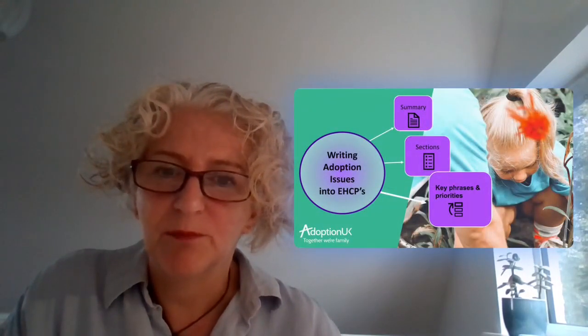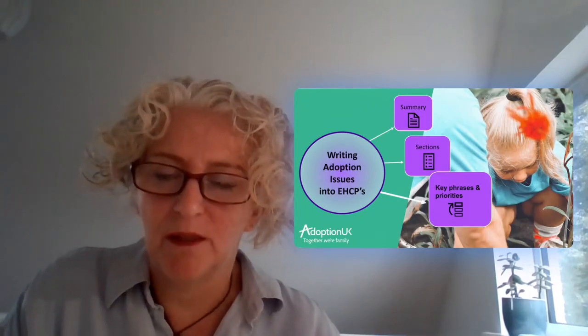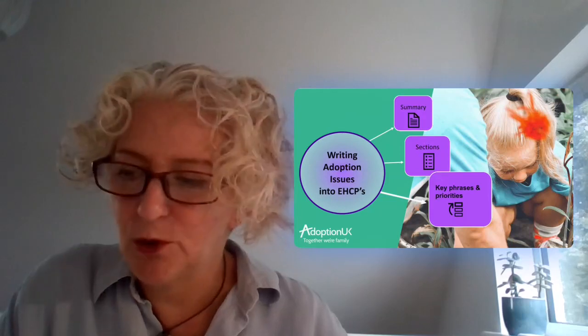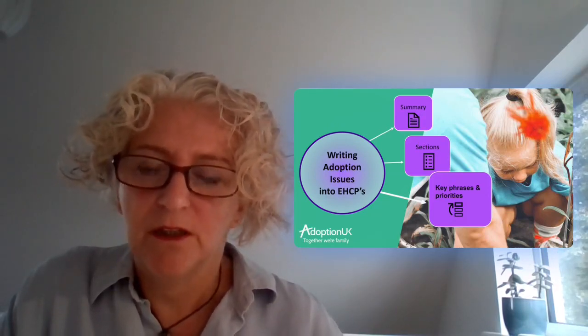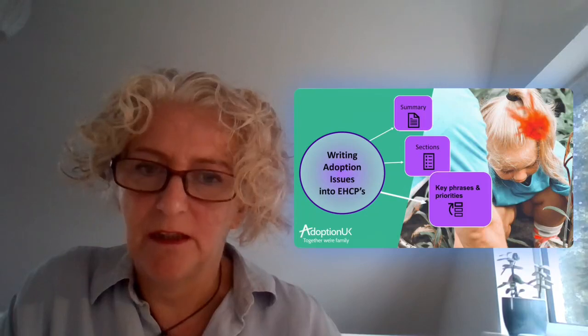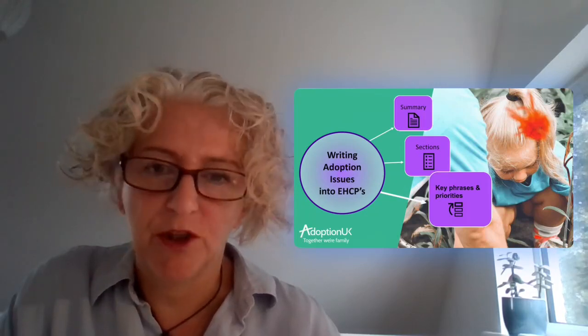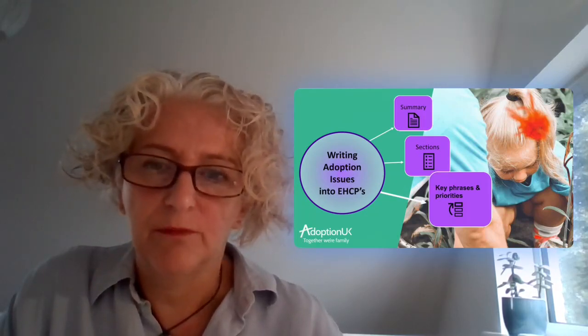I'm going to do this by giving you a quick summary of EHCPs, because I'd imagine if you're watching, then you already have some understanding of EHCPs. I'm then going to focus on certain sections of the EHCP, and we're going to look at key phrases and the priorities that you need to put in to make sure people really understand your child and their information is really valuable in that EHCP.